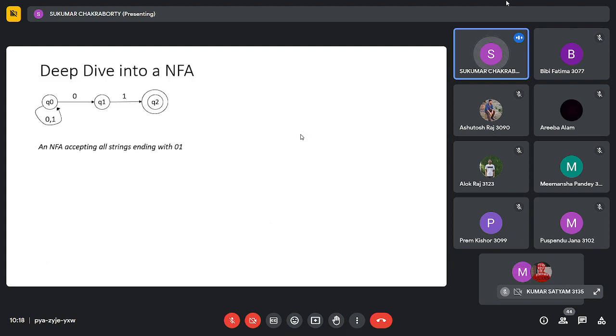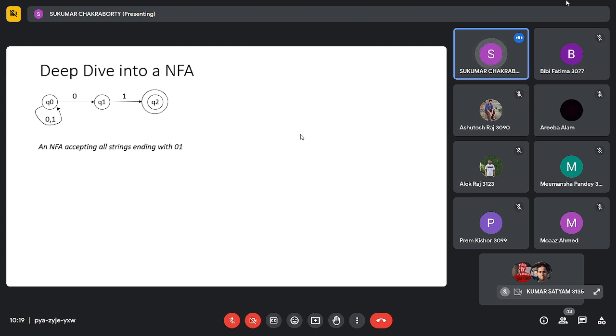So let us see an NFA here. It looks pretty simple. It is an NFA accepting all strings ending with 0, 1. The alphabet is 0, 1, and you are designing a machine which accepts any string that ends with 0, 1.